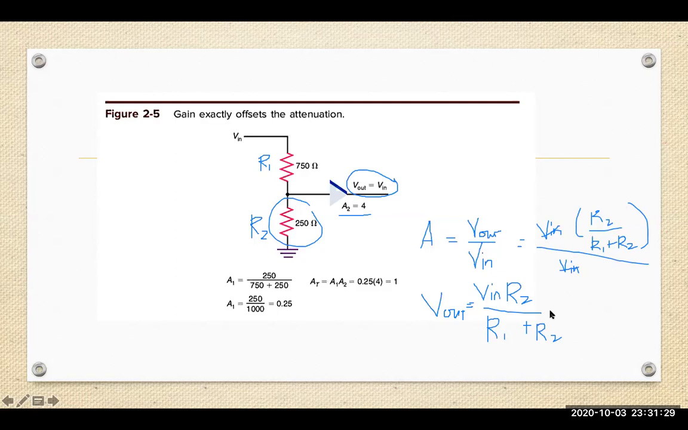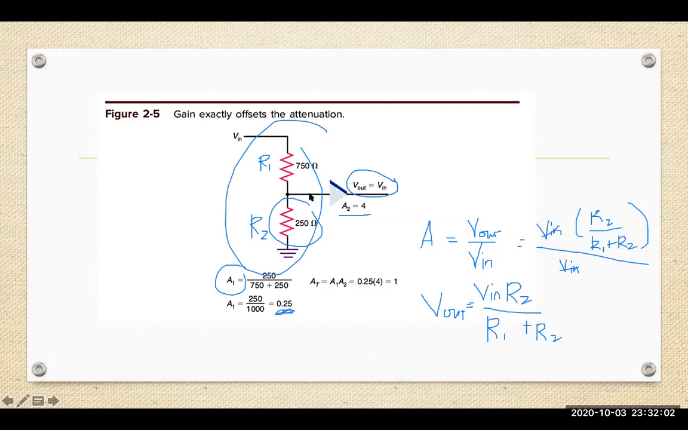Okay, so I think that's it. So now the gain for the first stage can be determined by these values of the resistances. So we have 250 divided by the total resistance, 750 plus 250, which is equal to the gain of the first stage of this network. So we have now 0.25, and then connected to another amplifier cascaded.